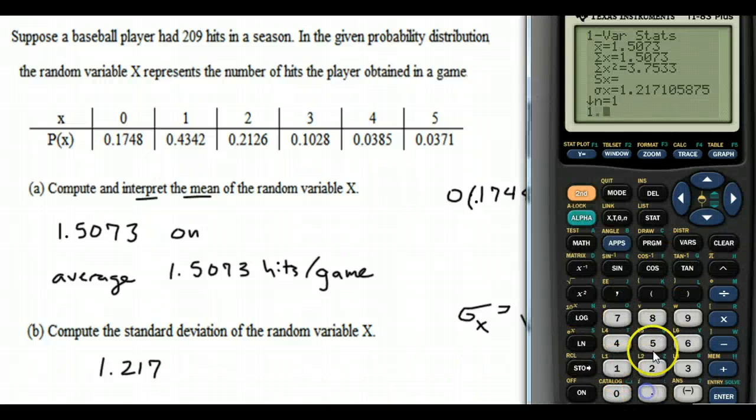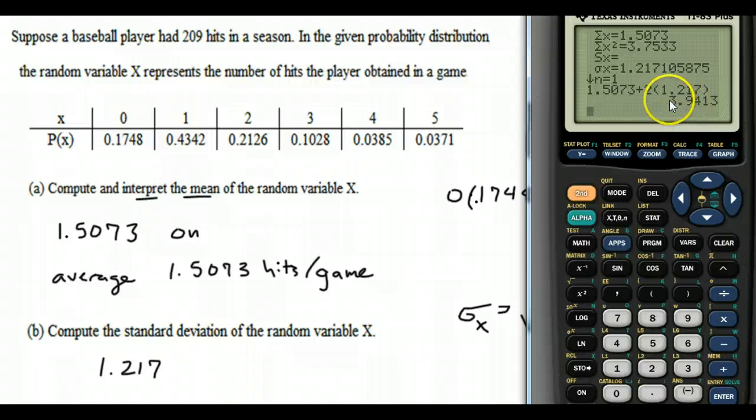take that 1.5073 and add 2 of these standard deviations to it. 2 times 1.217, and that's like a rare value. Anything above 3.94 hits in a game is rare. So it's rare when he gets 4 and 5 hits.